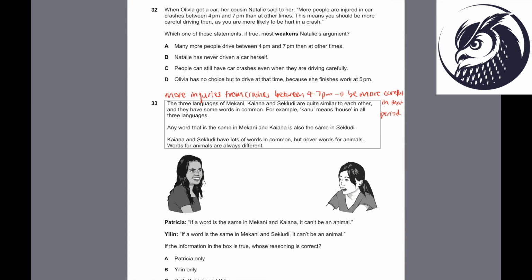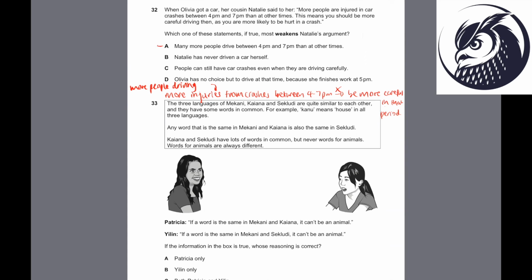So it actually does weaken Natalie's argument. It makes her point kind of obsolete because it explains why there are more injuries between 4 and 7 p.m.: the high volume. It explains that there are more people driving, and therefore more injuries from crashes between 4 to 7. So her advice or her conclusion is kind of made unnecessary or irrelevant because there are more injuries from more people driving. So A is definitely one of the options that we can consider that weakens her argument. So I'll leave a dash there.